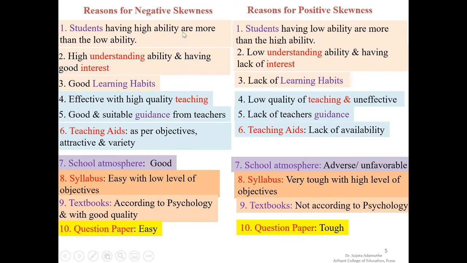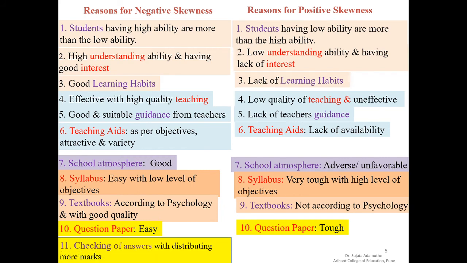If we observe here again, the first three reasons are related to students. Here also, the first three reasons are related to students. The next three reasons are related to teaching and teachers, that means teaching strategy. Here also, the next three reasons are related to teachers. Then the school is the next reason. Then syllabus, for which we require a textbook. And after that, evaluation. Right? Here we have studied the reasons of negative skewness and positive skewness.